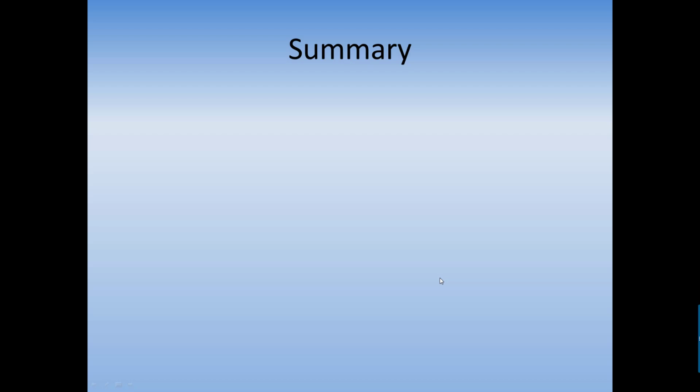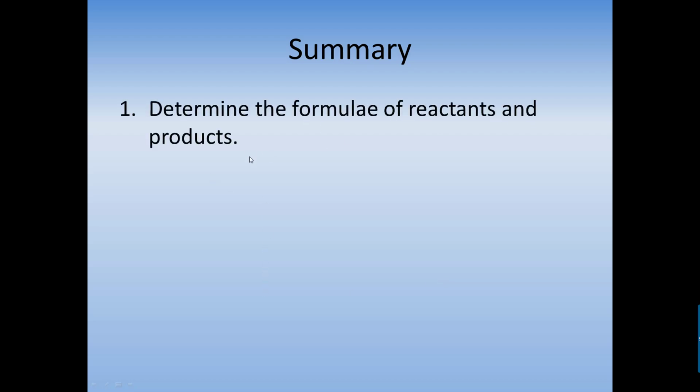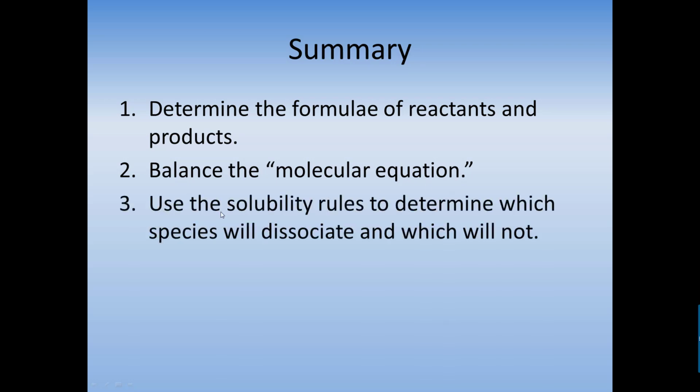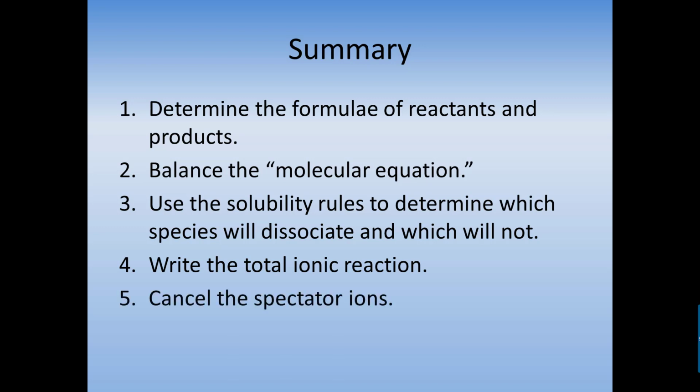So, in summary, we determined the formula for the reactants and products using the charges on the ions as a guide. Next, we balanced the chemical reaction, the molecular reaction. Third, we used the solubility rules to determine which species will dissociate and which will not. Fourth, we wrote the total ionic reaction, canceled the spectator ions, and finally, what was left over was the net ionic reaction. So I hope that this summary has been helpful. And good luck to you as you derive net ionic reactions in the future.